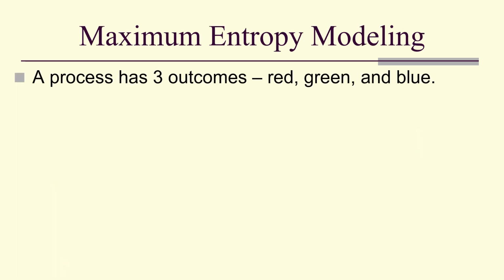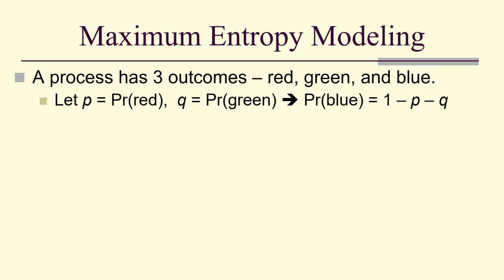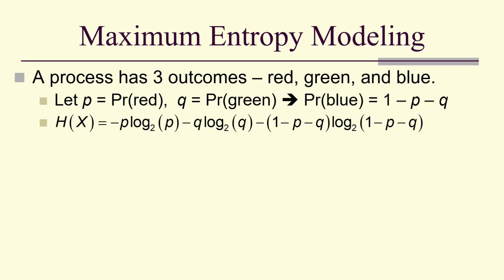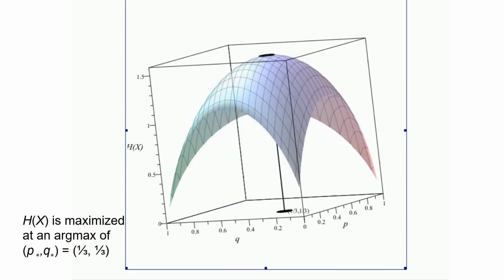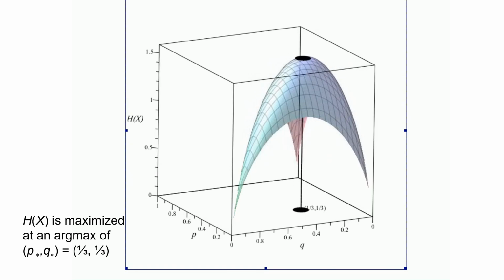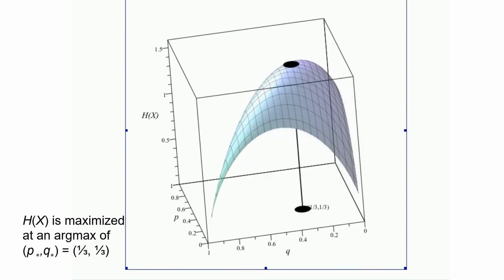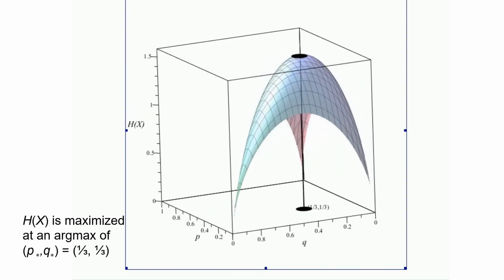So suppose the process has 3 outcomes: red, green, and blue. We'll let P be the probability of red, Q be the probability of green, but notice the probability of blue is 1 minus P minus Q because the 3 probabilities sum to 1. So this is our entropy. Let's notice that as a surface, we can definitely see a maximum, and it occurs at 1/3, 1/3, which means 1 minus P minus Q, the other probability, is also 1/3.